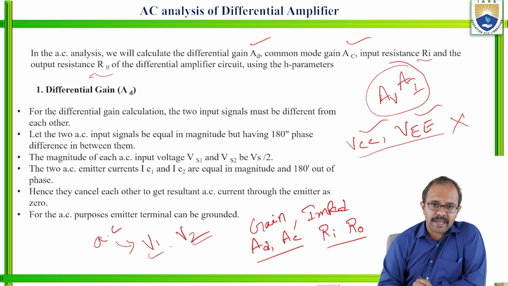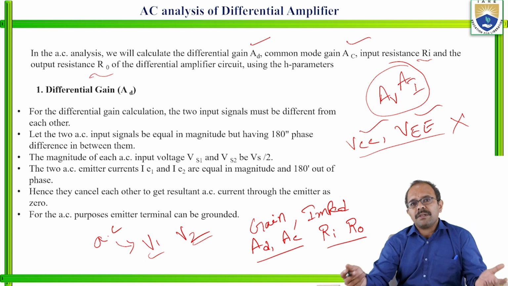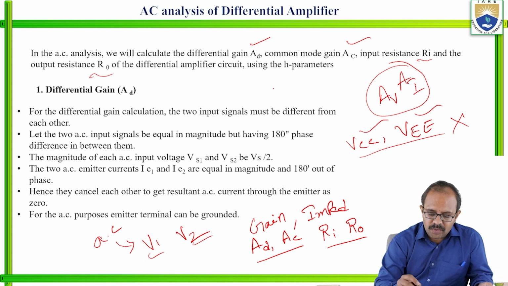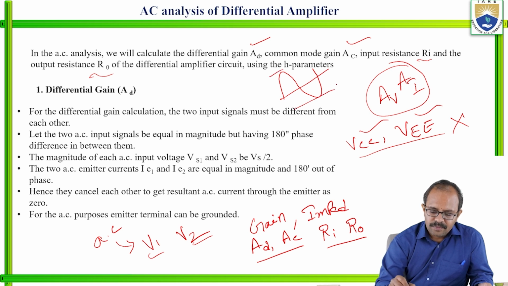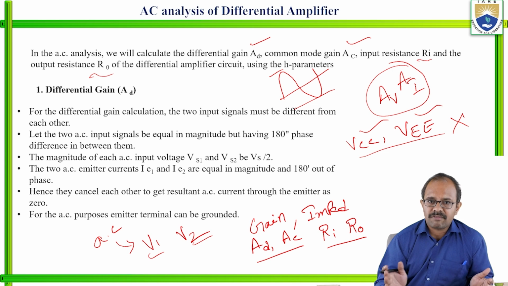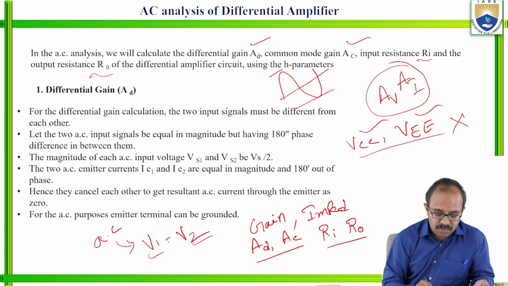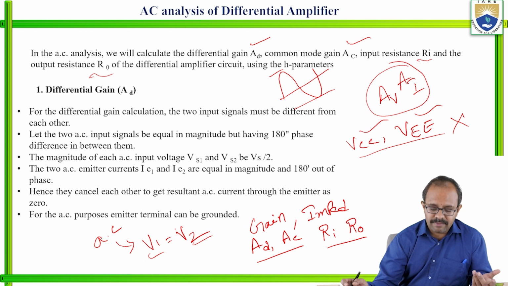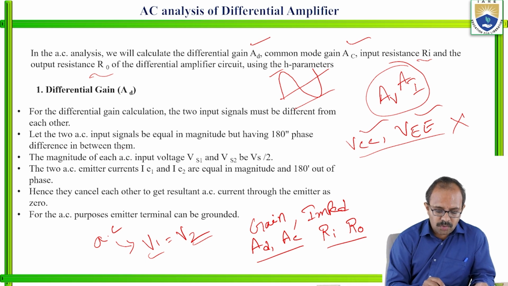And we said there are two AC inputs, V1 and V2. In terms of magnitude, what is meant by the AC signal? An AC signal is going to have a certain magnitude, the peak to peak voltage. Let the two inputs have similar magnitudes, V1 and V2. We can say that V1 is equal to V2. So the two AC signals are equal in magnitude.